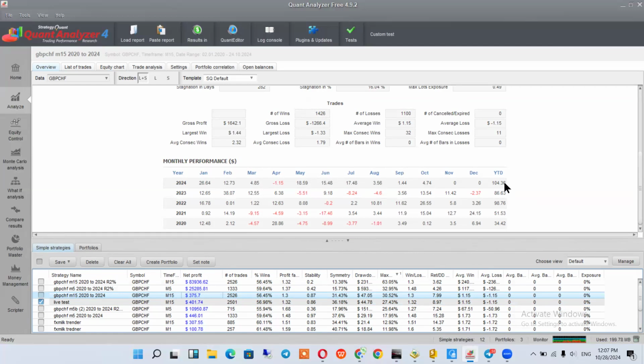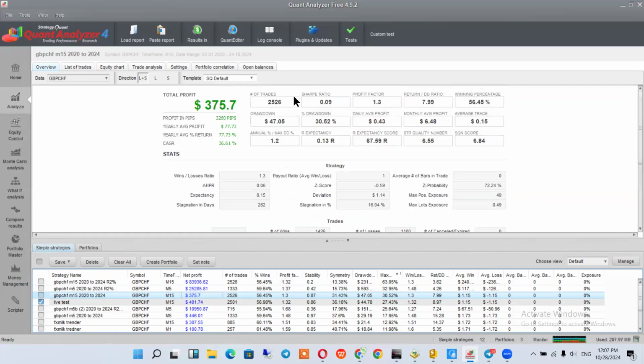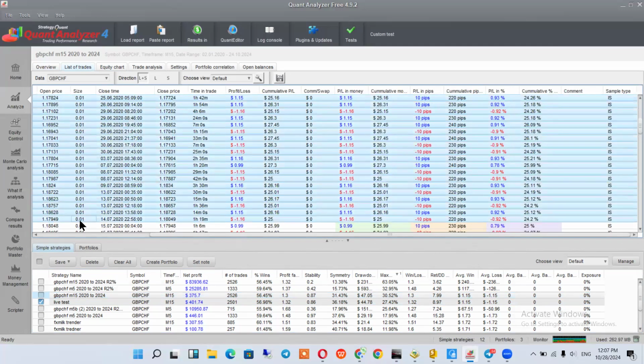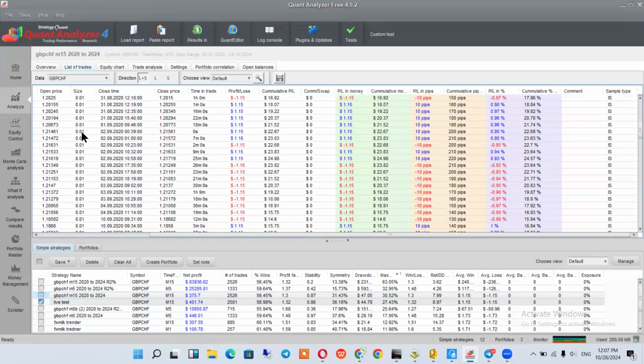Now, what I'm trying to show you here is that this system right here uses a straight single lot size. You can see single lot size 0.01 for all the tests. Now, if we decide to use a compounding system whereby our profitability is being compounded, let's see what that's going to give us.